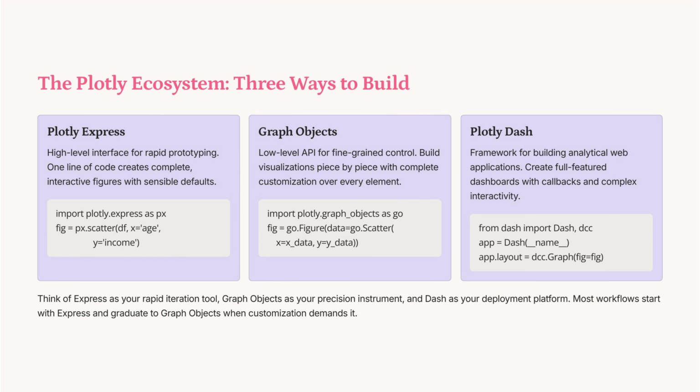Plotly offers three powerful tools: Plotly Express, Graph Objects, and Dash. Express is ideal for quick prototyping with minimal code. Graph Objects provide detailed customization for each element. Dash enables the creation of interactive web applications. Start with Express for rapid iteration, use Graph Objects for precision, and deploy with Dash for comprehensive dashboards.